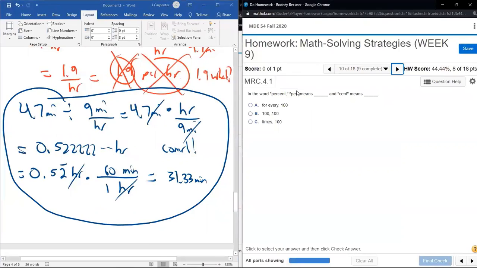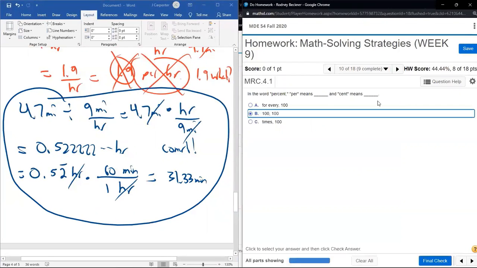In the word percent, per means 100, and cent means 100, so it means 100, 100? No. Does per mean times, so times 100? No. Means for every 100.